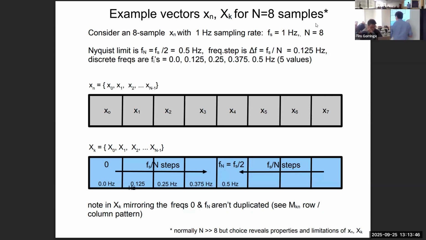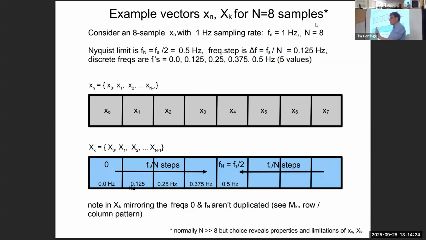These data points up here are the mirror of this. So this one here is also 0.375 Hertz. This one here is 0.25 Hertz. This one here is 0.125 Hertz. The 0 Hertz is not repeated in this mirror. The 0 Hertz is just one entry in the frequency domain data. And also the highest frequency is not repeated in the mirroring. This just sits in the center.